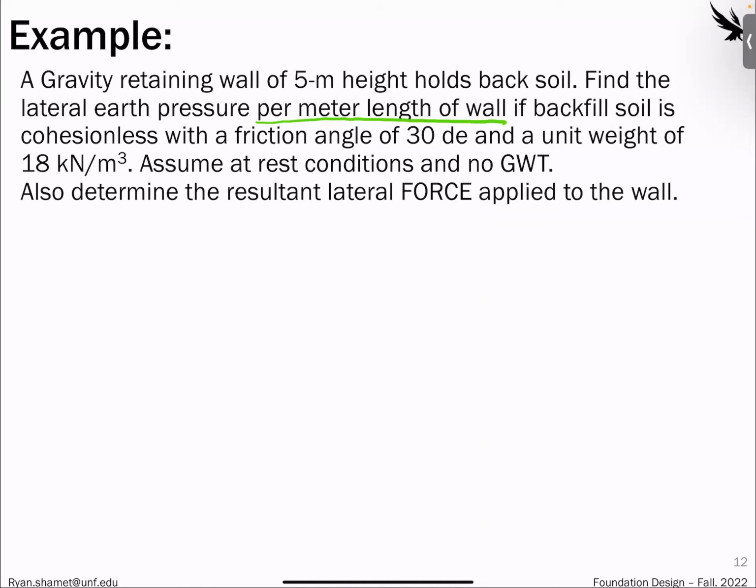Coming out of the paper, we're told that the soil is cohesionless, has a friction angle of 30 degrees, and a unit weight of 18 kilonewtons per cubic meter. Assume there's at-rest conditions and no groundwater table. So that's nice. That means we're going to be using K0 only. With no groundwater table, we're just going to assume gamma dry, since there's no moisture conditions given to us. We're also asked to determine the resulting force.